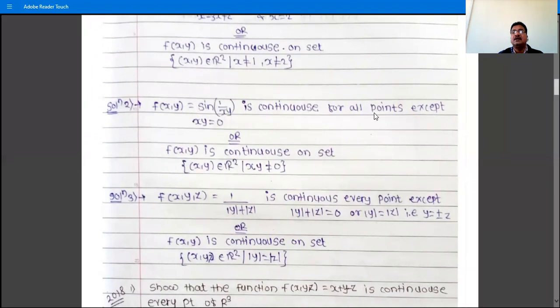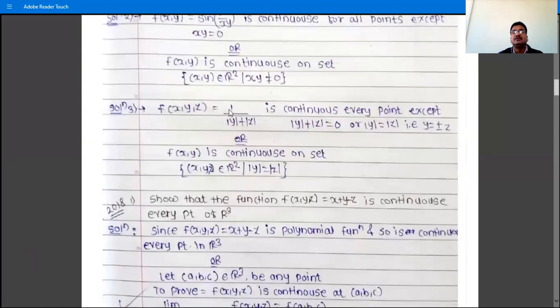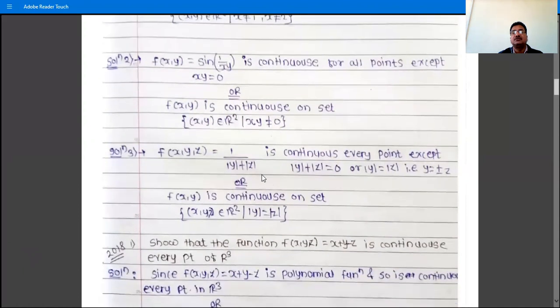Here it is continuous if x is not equal to 1 and x is not equal to 2. So right here, except means if x is 1, then the function is discontinuous. When x is not equal to 1, then the function is continuous. Like that, if xy is 0, then the function is discontinuous. So the function is continuous at every point (x, y) belonging to R squared where xy is not equal to 0. Then the third problem is what?